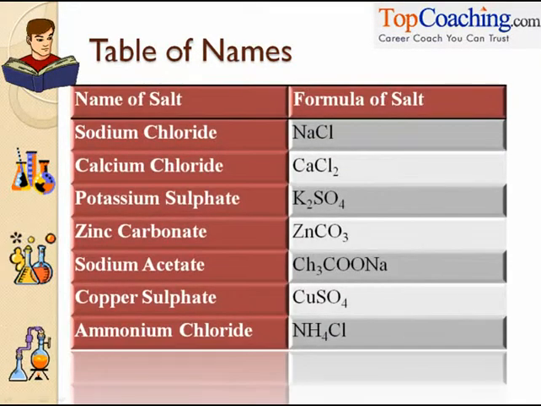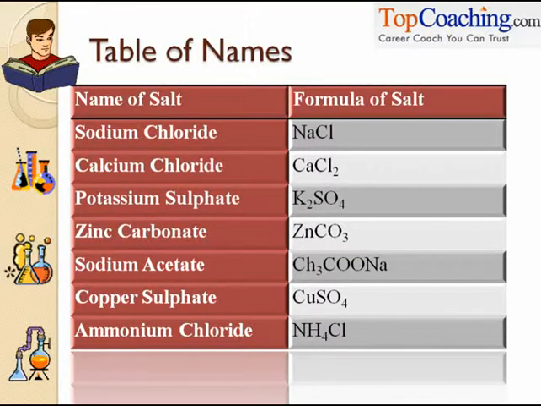Here are the names of some interesting salts. You might enjoy looking at them. Sodium chloride, NaCl. Calcium chloride, CaCl2. Potassium sulphate, K2SO4. Copper sulphate here, CuSO4. Ammonium chloride, NH4Cl. In all these cases, don't get confused at all, because all that's happening is the first ion is being named first, the second ion is being named second. So if you have ammonium chloride, NH4 is the ammonium ion, Cl is the chloride ion, and ammonium chloride is the name of the salt. So as you can see, naming a salt is extremely easy.